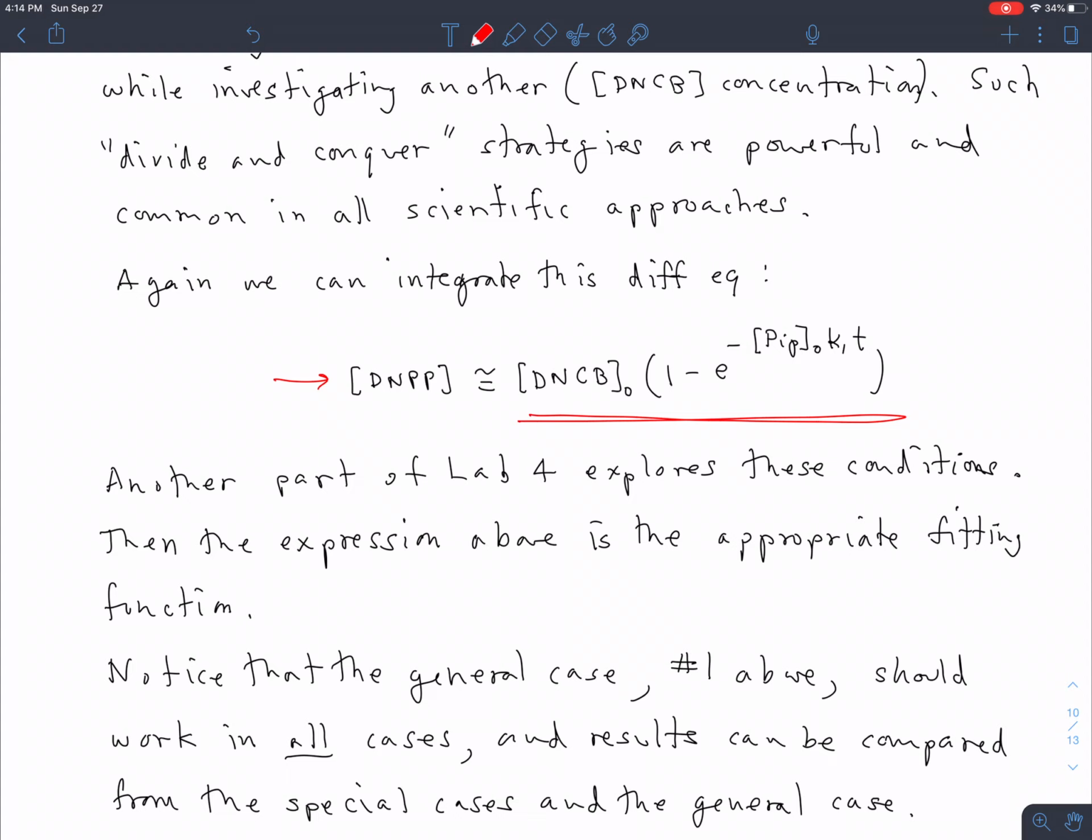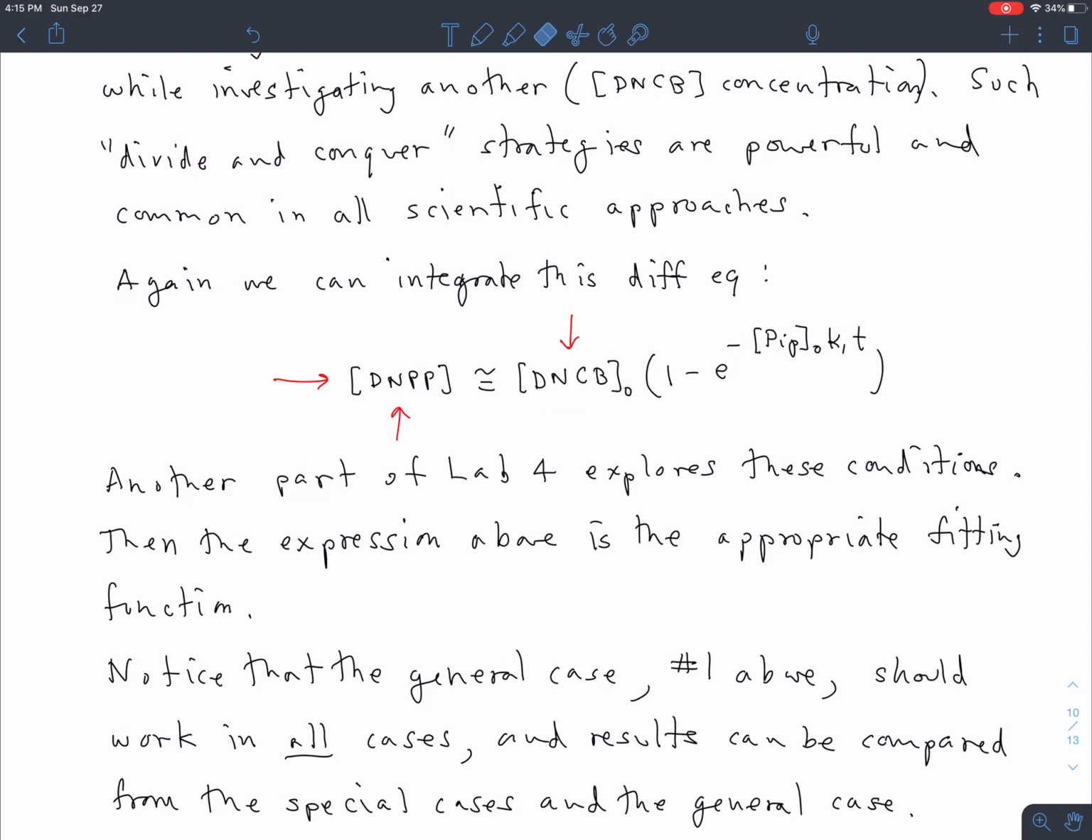It says now that the DNPP concentration is equal to the initial amount of DNCB that we have present times 1 minus e to the minus piperidine initial concentration times K1. Notice that this is sort of a K1 prime. This constant concentration of piperidine times the true rate constant K1 is playing the role as if it were a first-order rate constant in its own right. And in fact, you will see that this K1 prime has units of a first-order rate constant as well.